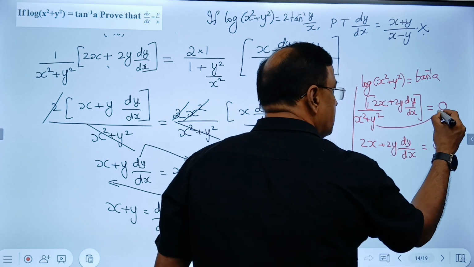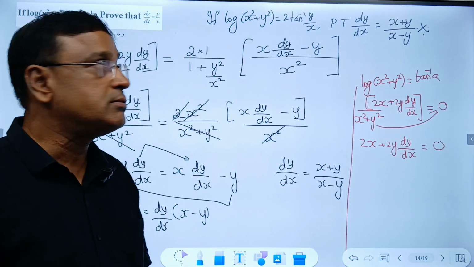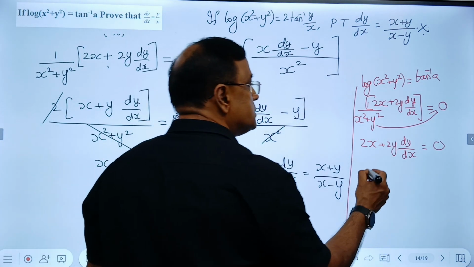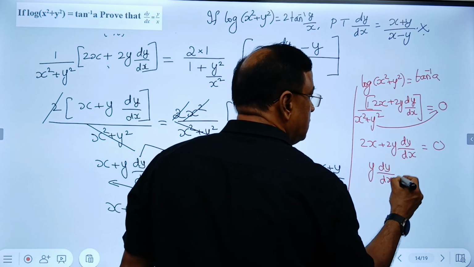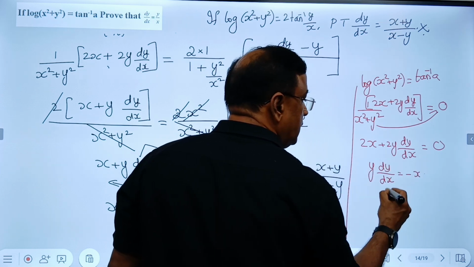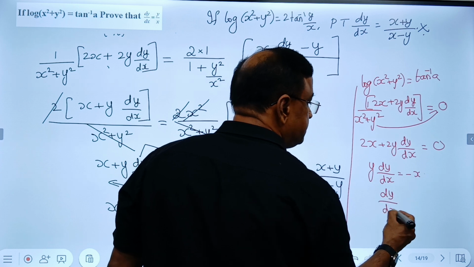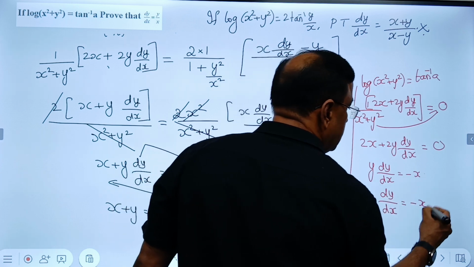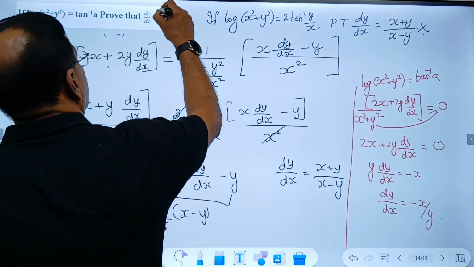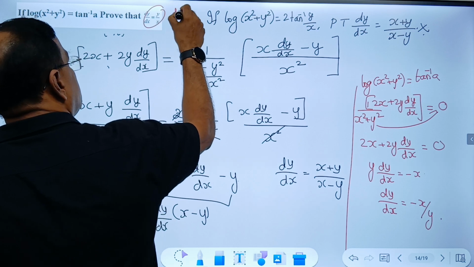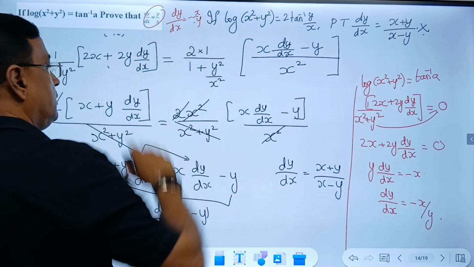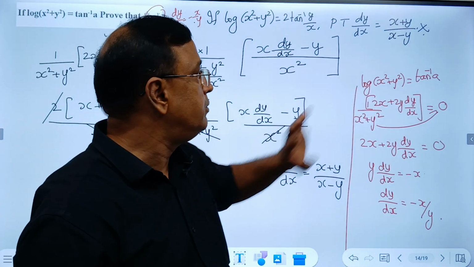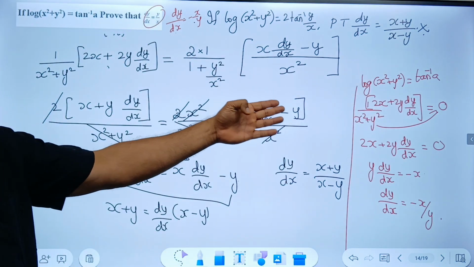You can cross multiply. 0 into x square plus y square is 0. So from this you have got y into dy by dx equal to minus x. Therefore dy by dx is equal to minus x by y. So this also is not correct. So dy by dx should have been minus x by y. I hope it's clear to you. So it can be done in such a simple way.